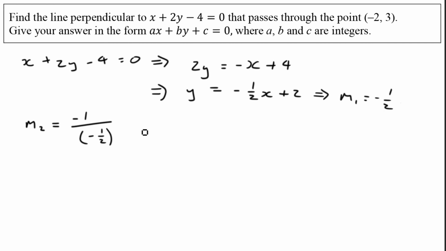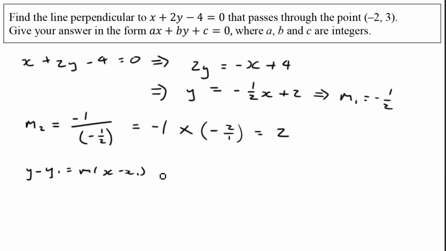Now dividing by fractions is horrible. It's much nicer to multiply by the same fraction but turned over. So in this case we will have a gradient of 2. So now we have a gradient and we have a point. We can use our y minus y1 is equal to m times x minus x1 idea.